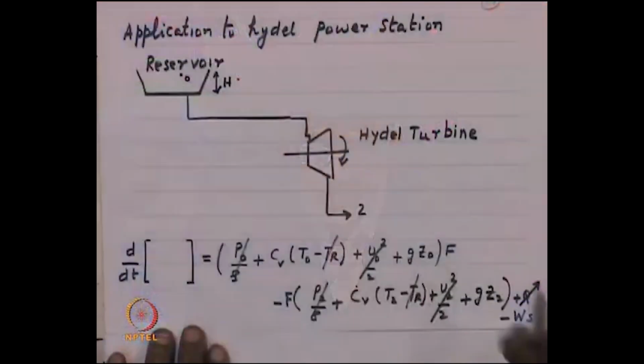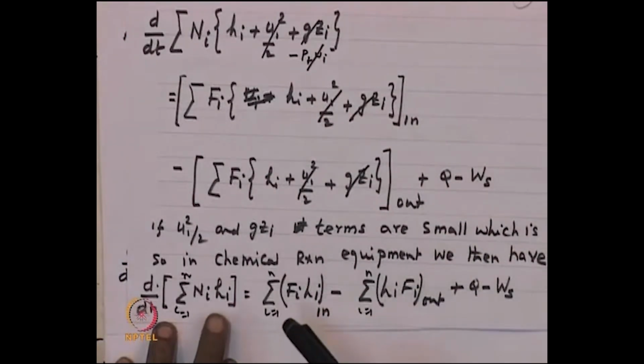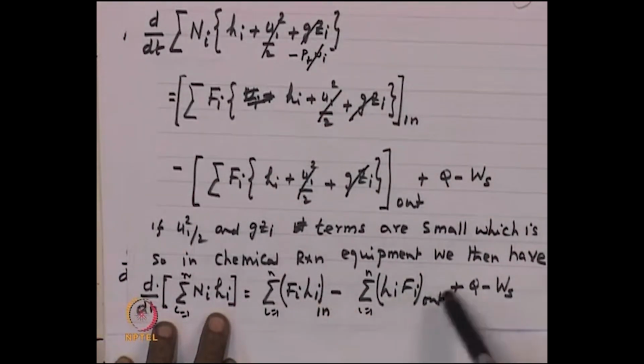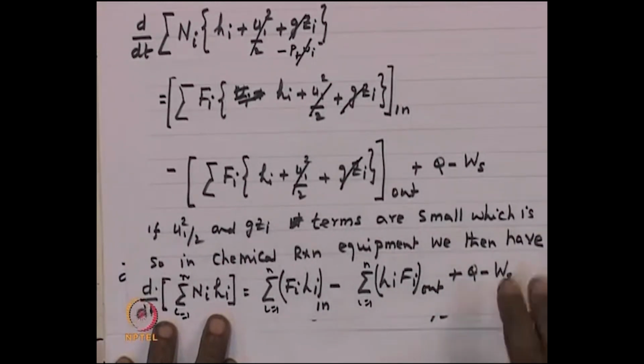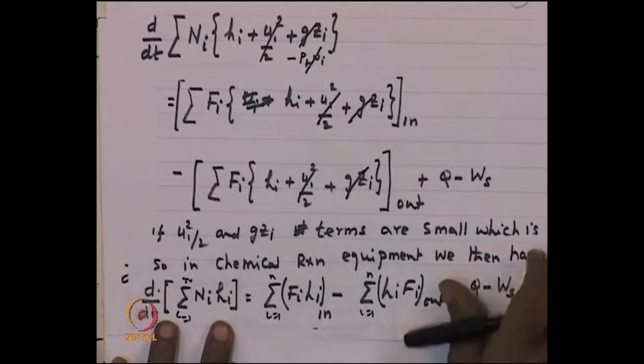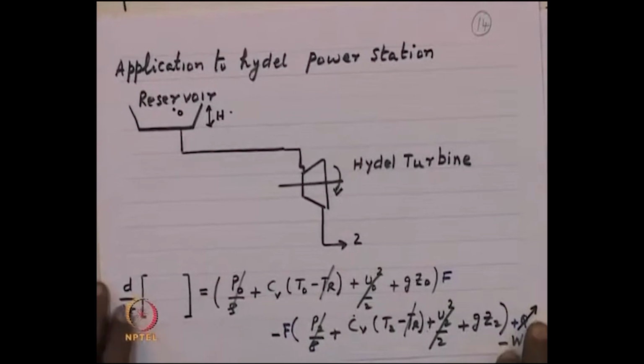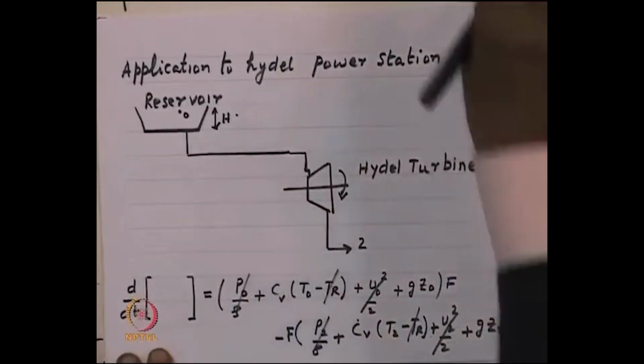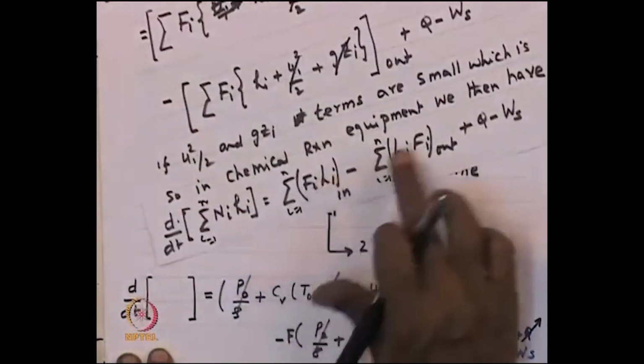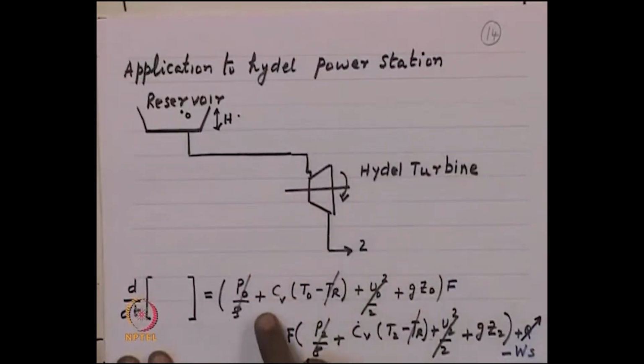Therefore, this statement of energy balance says that the left hand side, accumulation of energy, is equal to input of energy minus output of energy, plus energy in the form of Q going into the system and energy in the form of W going out of the system. You notice here what I have done is I have written the energy terms FiHi as a pressure energy P by rho plus Cv times (T naught minus Tr) plus u naught squared by 2 plus g z naught.